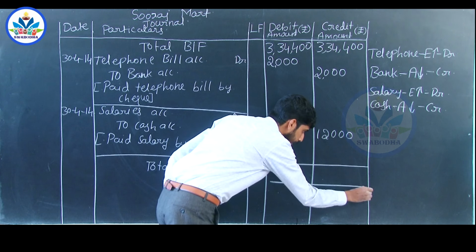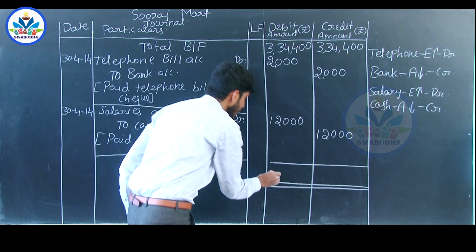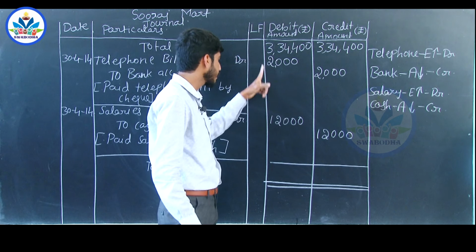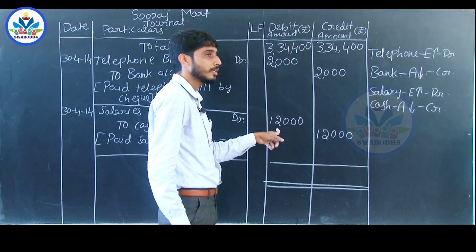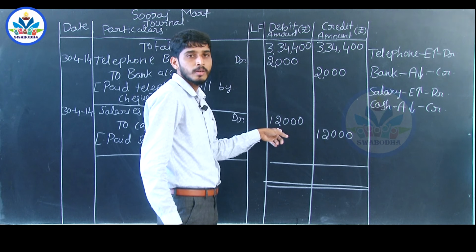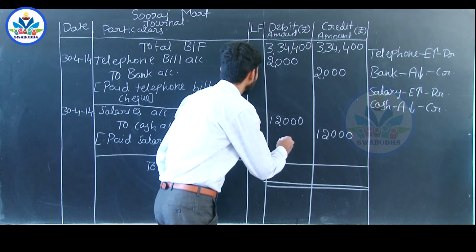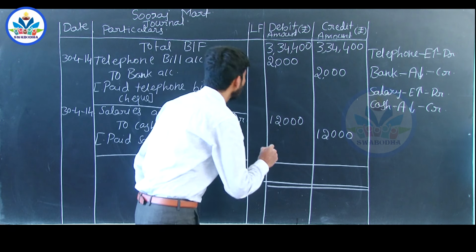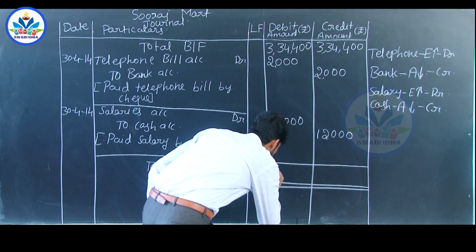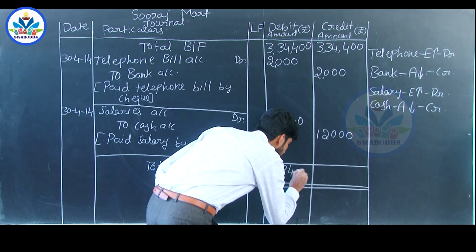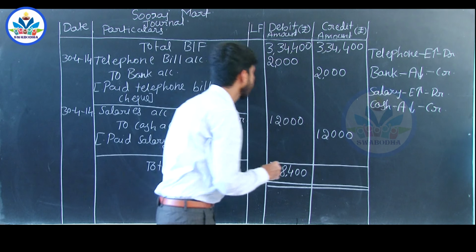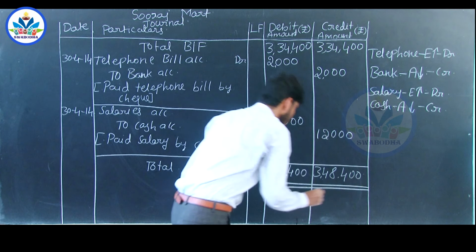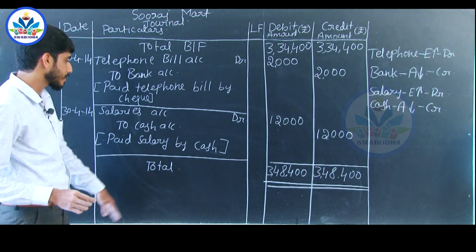So, finally, you are calculating the total of all the transactions. So, 3,34,400 plus 2,000 is 3,36,400, plus 12,000 is 3,48,400. So, this is the total of all the transactions.